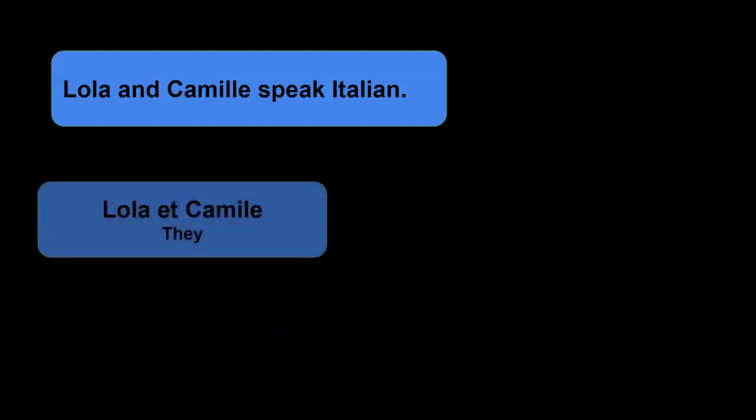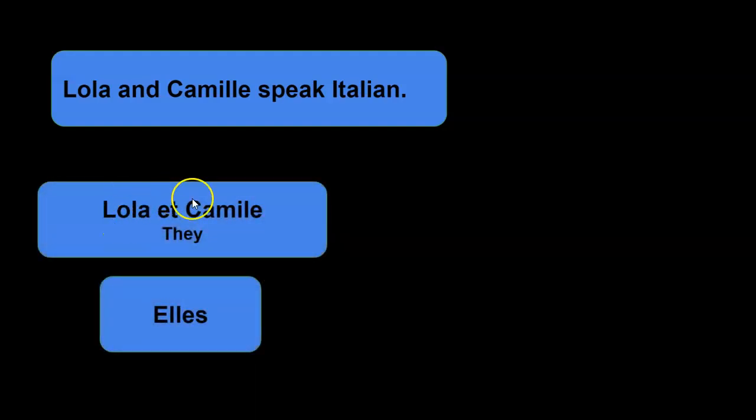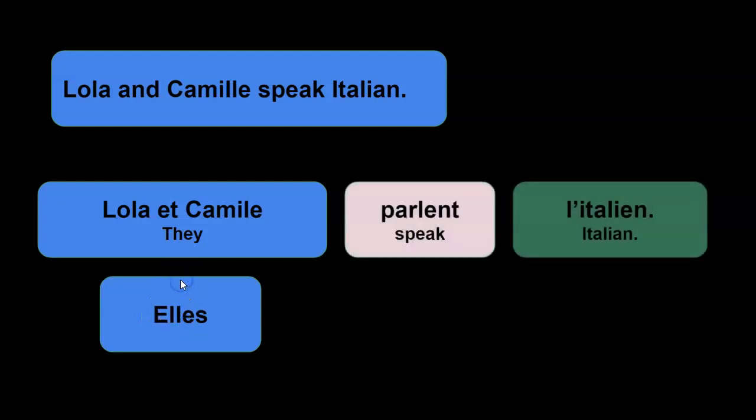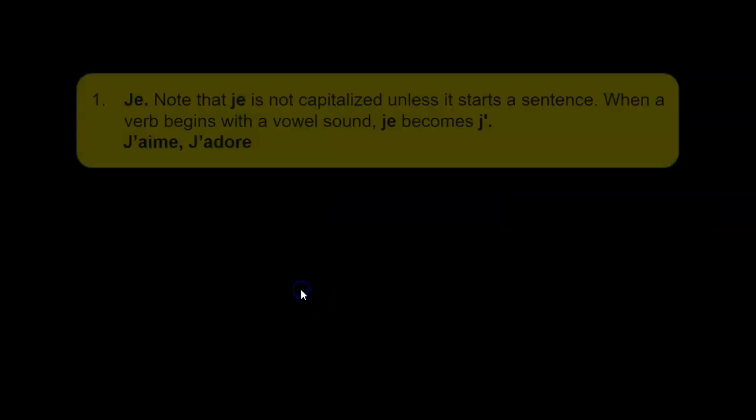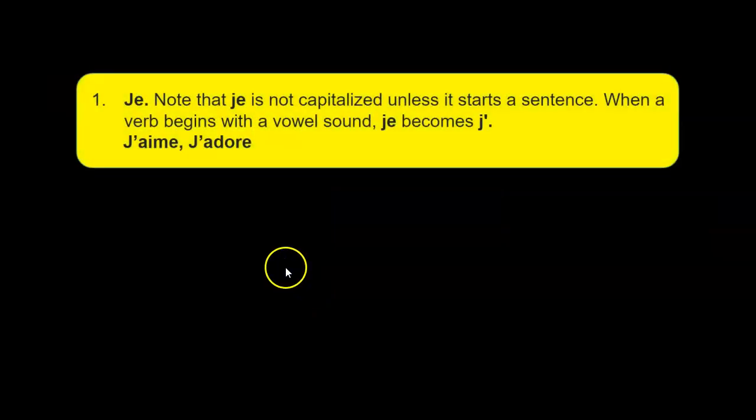Lola and Camille speak Italian. So Lola and Camille are both girls. They could also be used with the subject pronoun elles. Elles parlent l'italien. So je. Note that je is not capitalized unless it starts a sentence. When a verb begins with a vowel, je becomes j' apostrophe. So the example would be j'aime, j'adore le français, j'aime mes enfants.